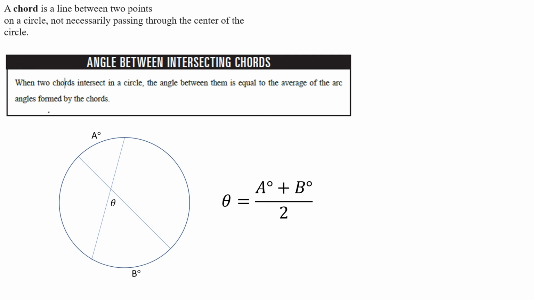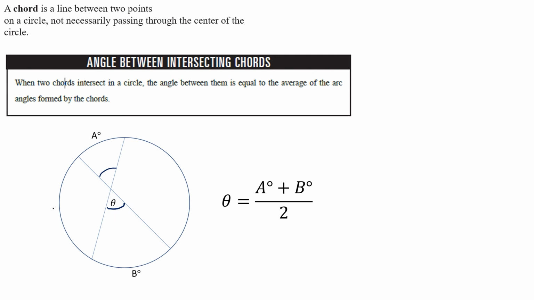When two chords intersect in a circle, the angle between them, so theta here, is equal to the average of the arc angles formed by the two chords. So this angle equals the average of A and B, so A plus B over 2. And this is the same thing. These are vertical angles, so these vertical angles are the same.